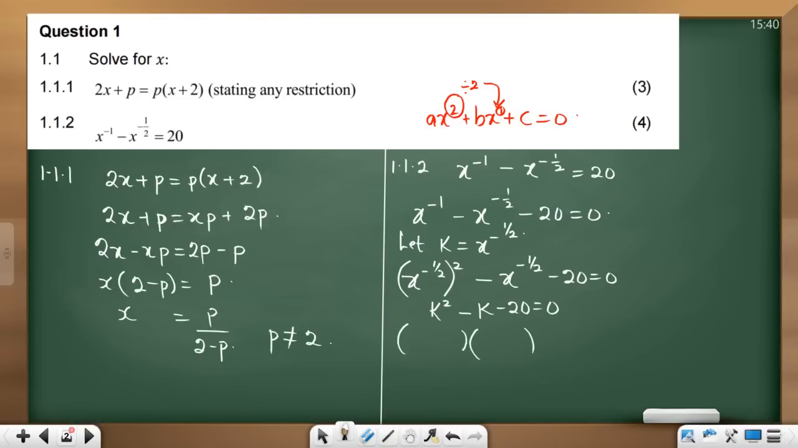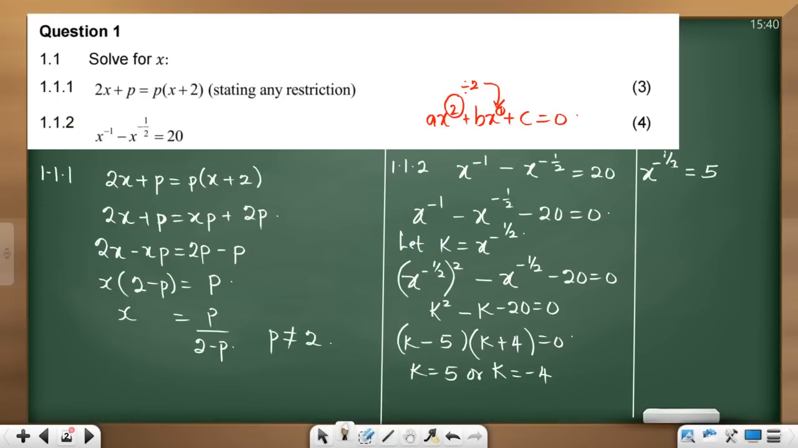What do you notice? I see a 4 and a 5. So k minus 5 and k plus 4. So k equals 5, or k equals negative 4. It's not x we're working with, we're actually working with k. But the question says solve for x, so we bring back our x. x to the power negative half equals 5. What do I do here?